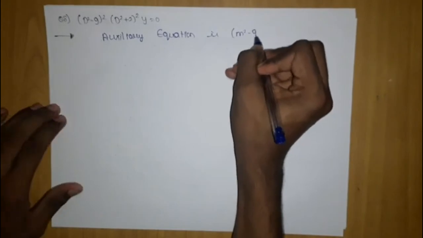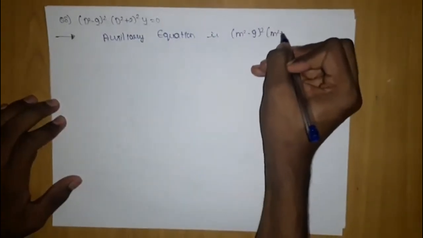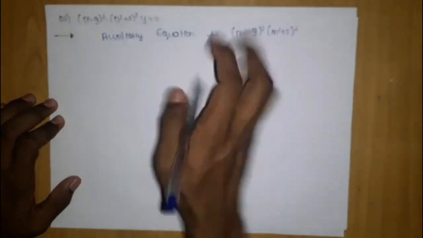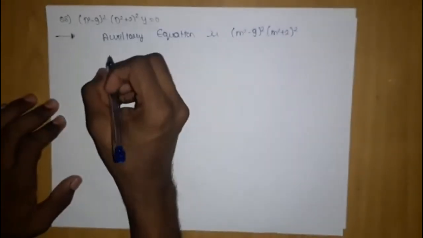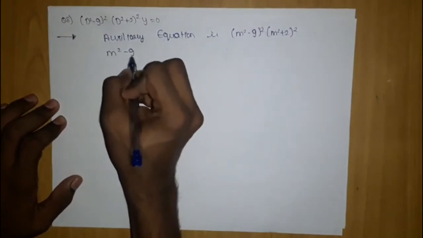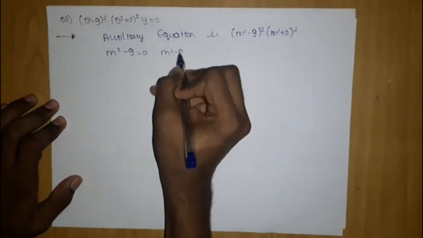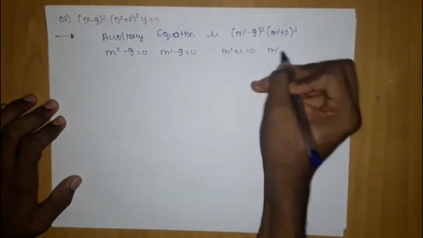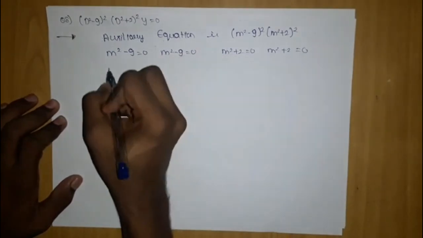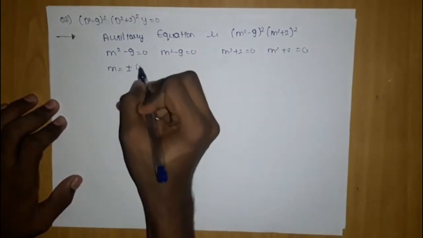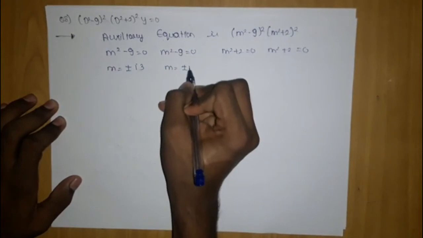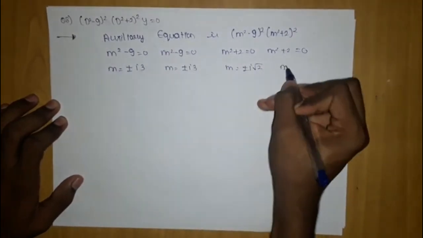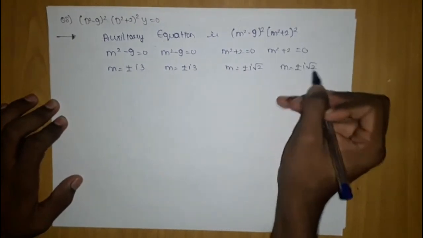(m square minus 9) the whole square, (m square plus 2) the whole square. So just break this up: m square minus 9 equals 0 twice, and m square plus 2 equals 0 twice. From this you will get m equals plus minus 3, plus minus 3, m equals plus minus iota root 2, plus minus iota root 2.